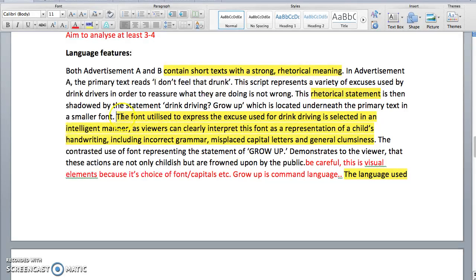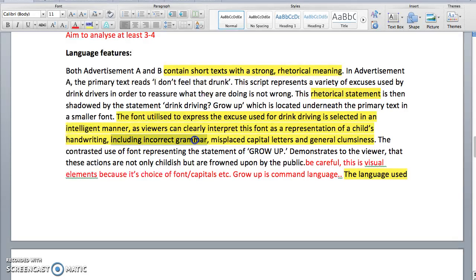Okay, here. The font utilized to express the excuse used for doing it is selected in an intelligent manner. It's a display font. I gave you an infographic on fonts. It's a display font to replicate childish handwriting. Now, what effect is that? What emotional connection is that making? It's making the connection of the immaturity of people who use that excuse.